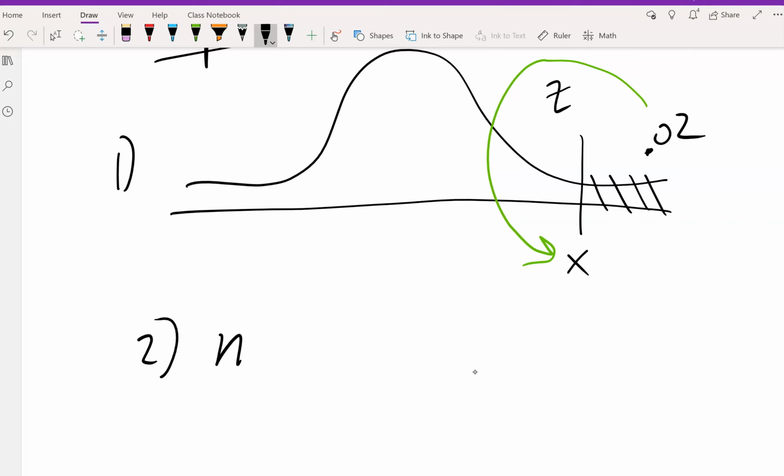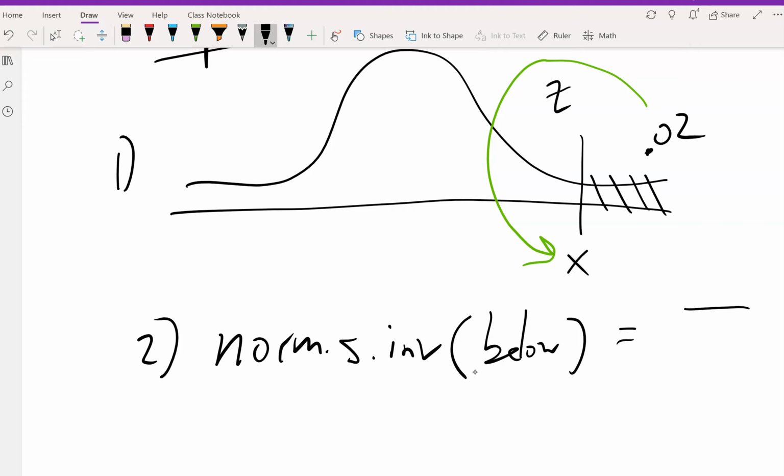Well, you can use the table, or you can use norm S inverse. Norm S inverse says you give me the probability below, and I will give you that Z value. It will do the calculus. If you give it the area below, it will give you the Z value. I keep stating the area below, because you don't have that. Or do you? The answer is you do. It's 98%.